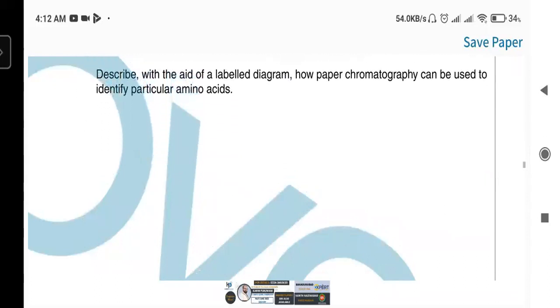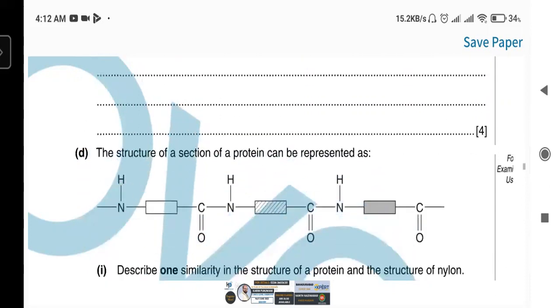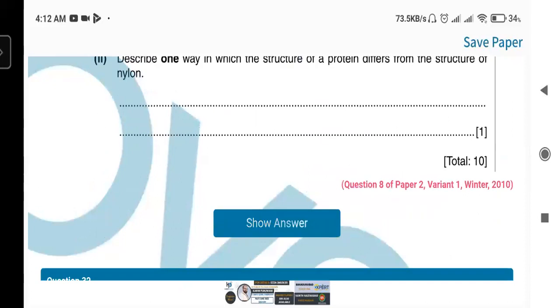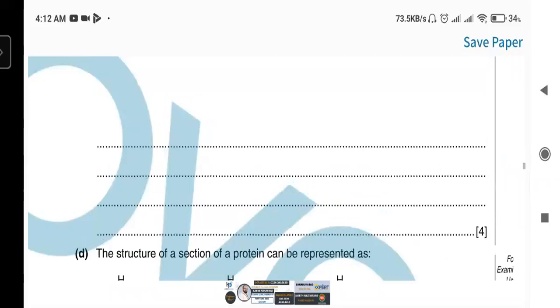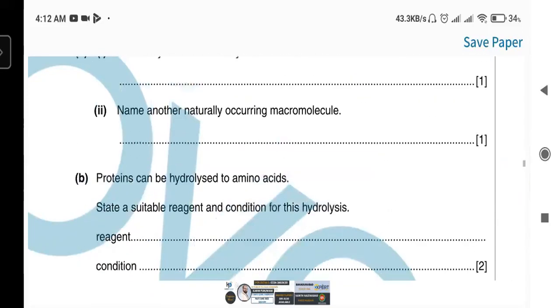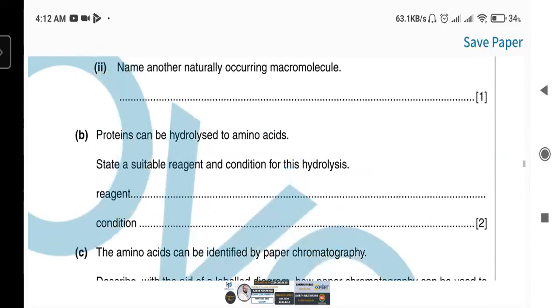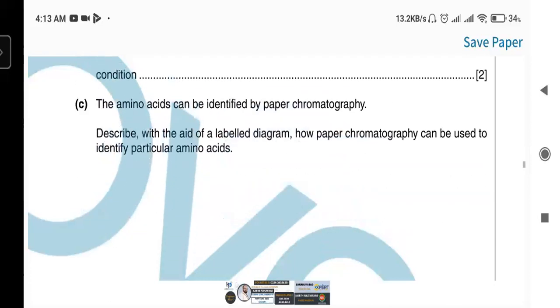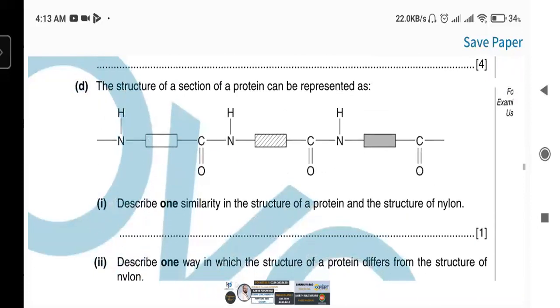Now, chromatographic identification. You must memorize this part because, as you can see, these questions frequently appear. Chromatographic analysis: look at the year of this question. This is May, June, October number 10, paper 2. Protein can be hydrolyzed to amino acids. In the first question we studied the conditions for hydrolysis, that means heat with concentrated acid. The reagent is concentrated hydrochloric acid, the condition is heat. So simple.